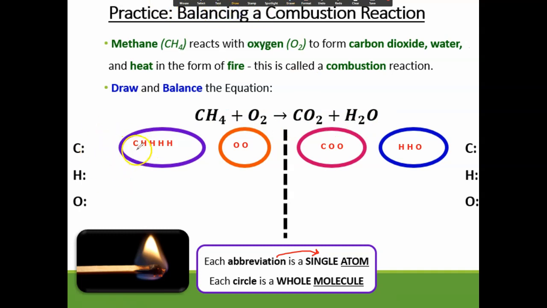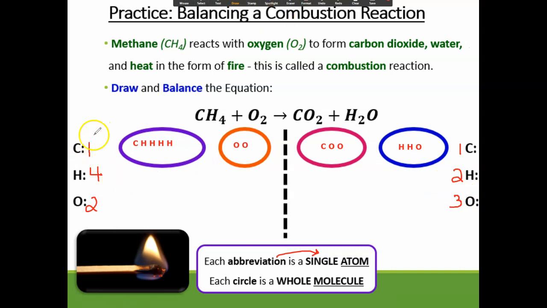So taking a look here, I currently have 1 carbon, 1, 2, 3, 4 hydrogens, 1, 2 individual oxygen atoms, again on my reactant side. On my product side, taking a look here, I have 1 carbon, 1, 2 hydrogens, and 1, 2, and don't forget this third one over here, 3 oxygens. Okay, so let's go ahead and take a look at what needs to be balanced.